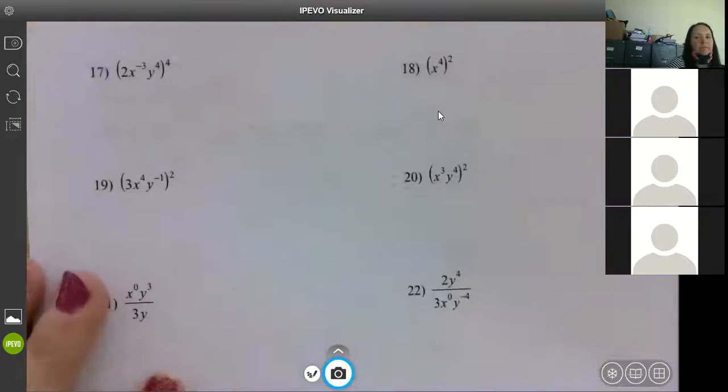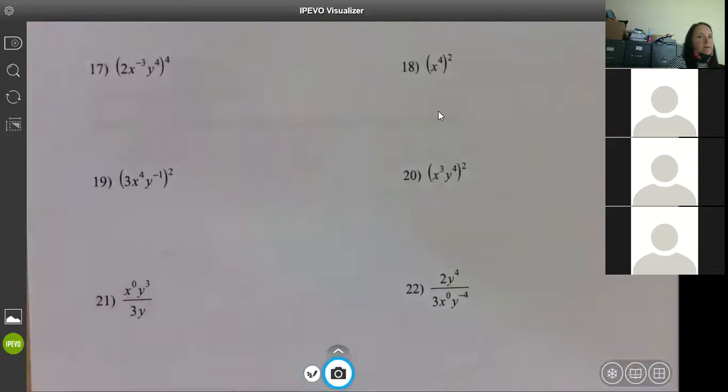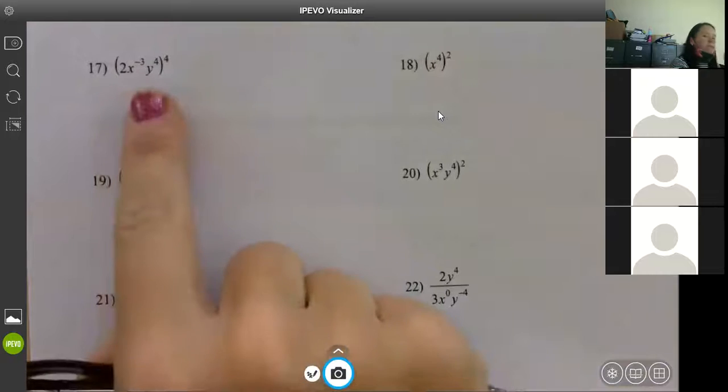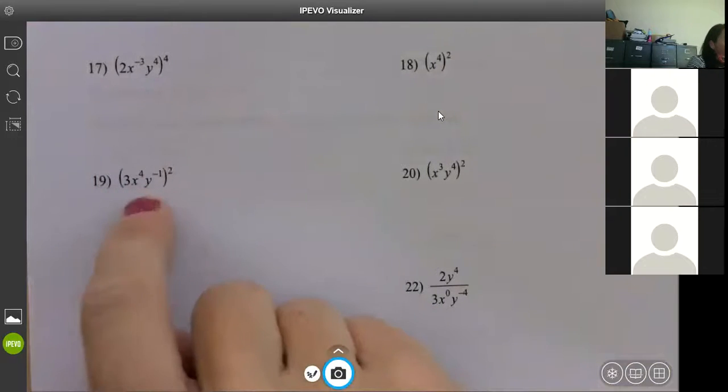This is exactly the same thing. There's nothing any different. I want to work on these two, and I'm going to skip 18 and 20 because they're all positives, and you should be able to put them together. All right, so let's work some more negatives. This one says squared. What does squared mean?